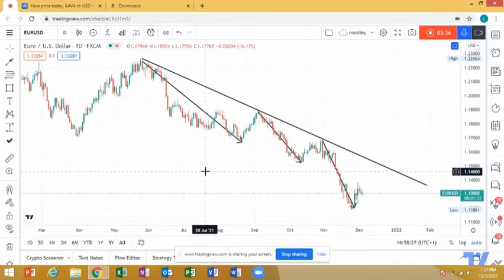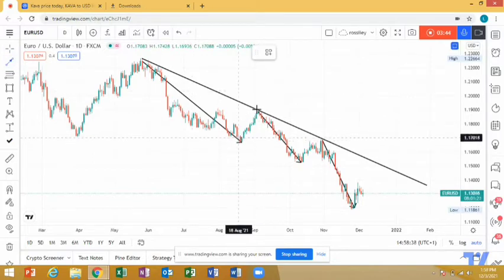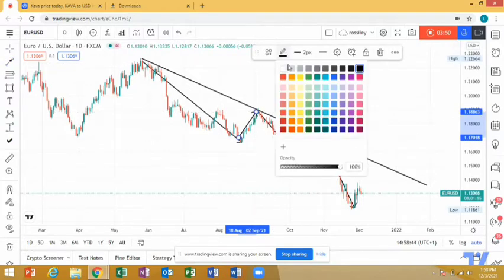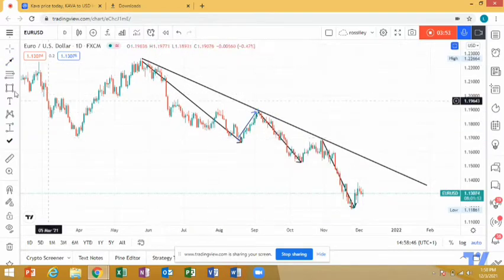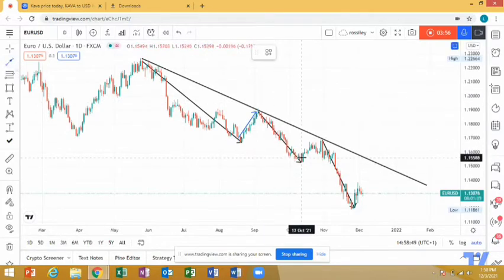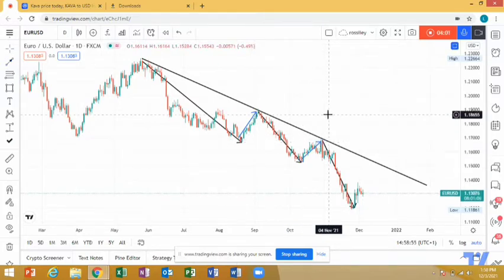So now let's figure out which ones are the correctional moves. We have one here. Let me change the color to blue just to differentiate. We have another one. This is another correctional move. So these are the correctional moves. You see, these are weak, the market is moving against the trend, and it's very weak.